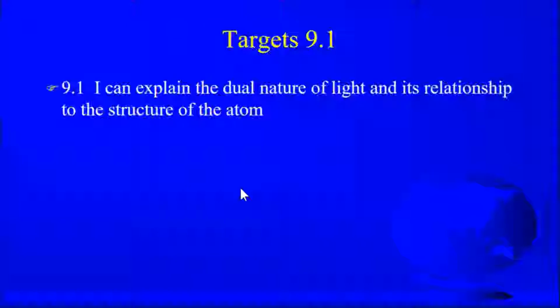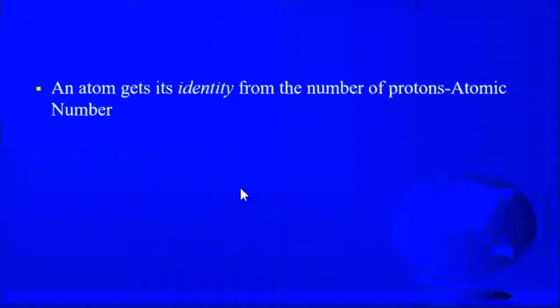All right? So, the first thing we need to tackle is I can explain the dual nature of light and its relationship to the structure of the atom. You're going, what does light have to do with this? Oh, you're about to find out. An atom gets its identity from protons. It's like the Social Security number. Okay, Joey is Joey for one reason and one reason alone, his Social Security number. No other human being on Earth has the same Social Security number.